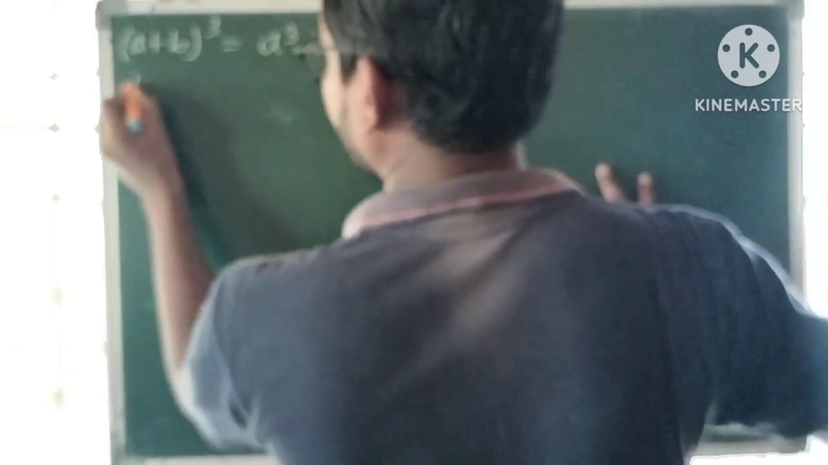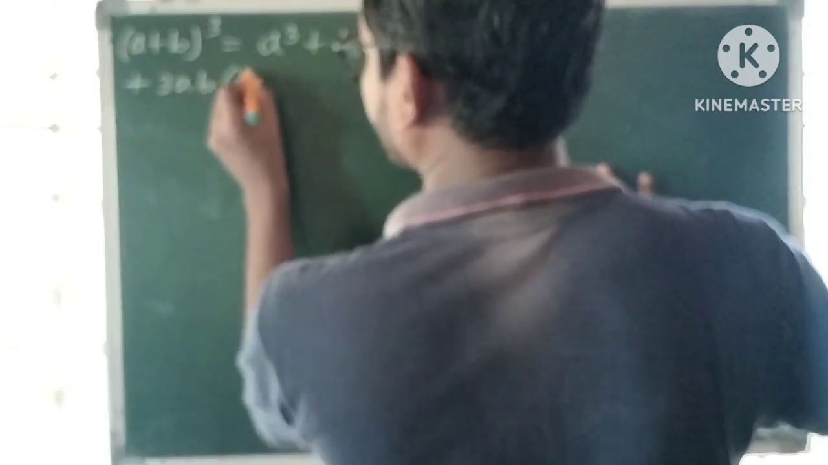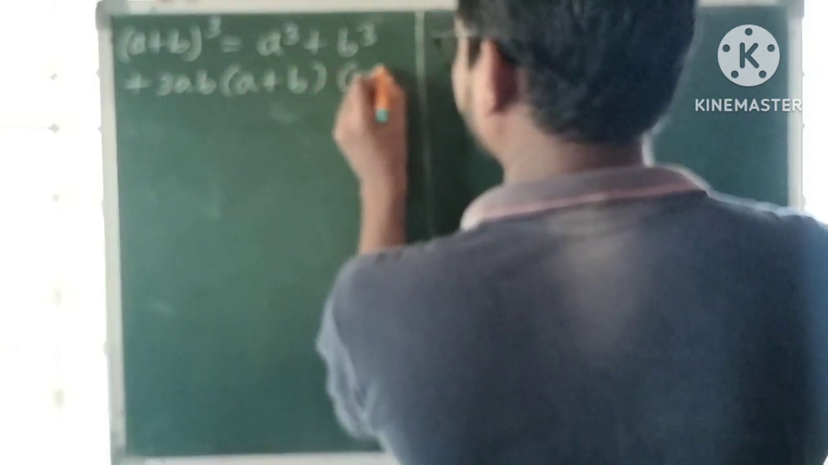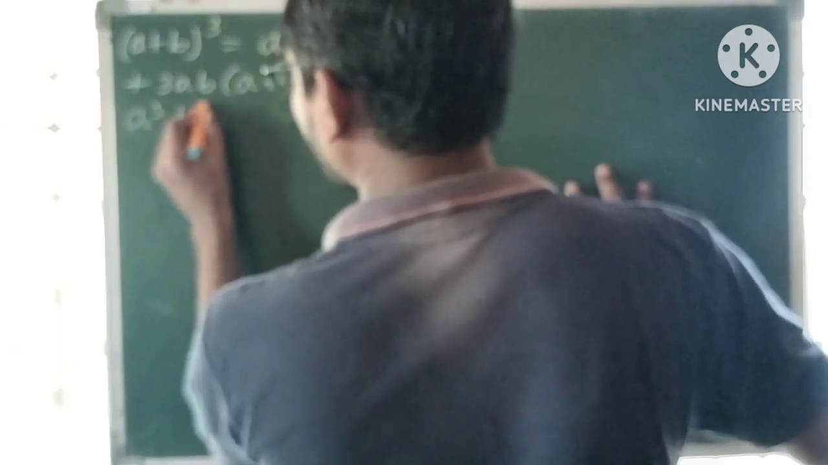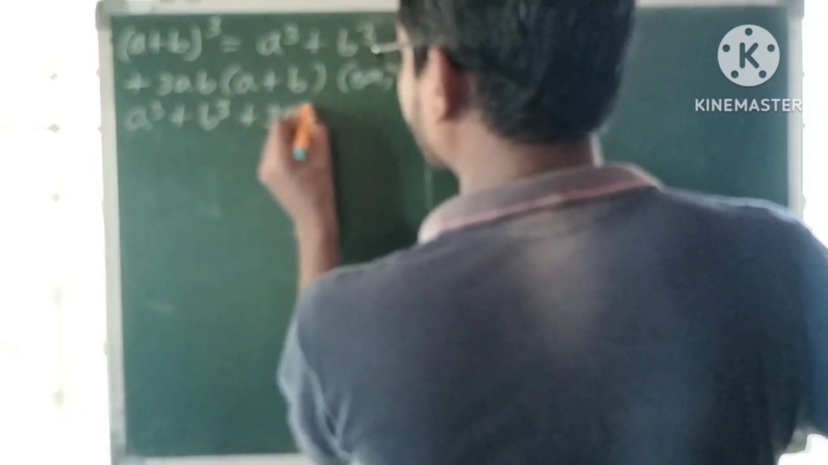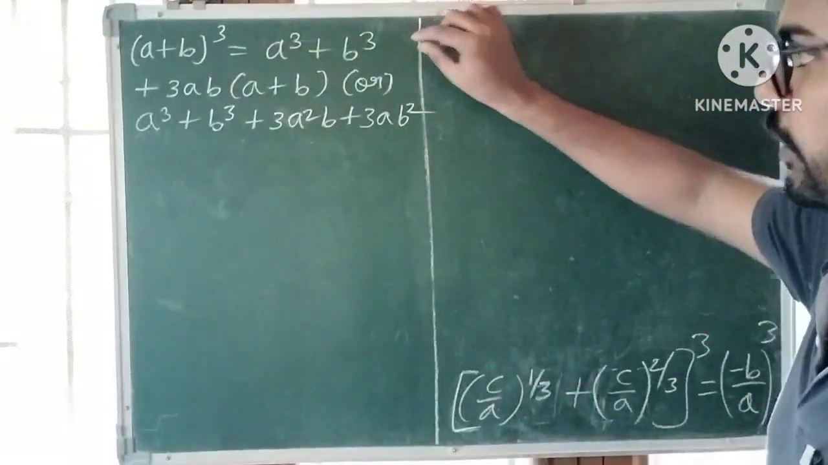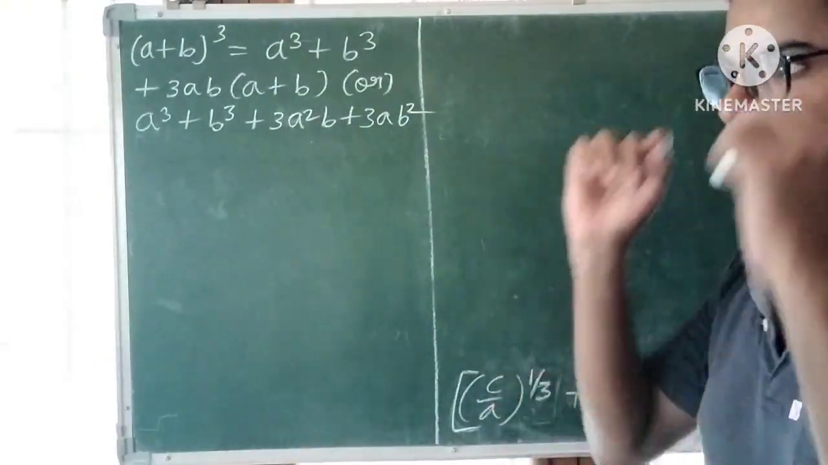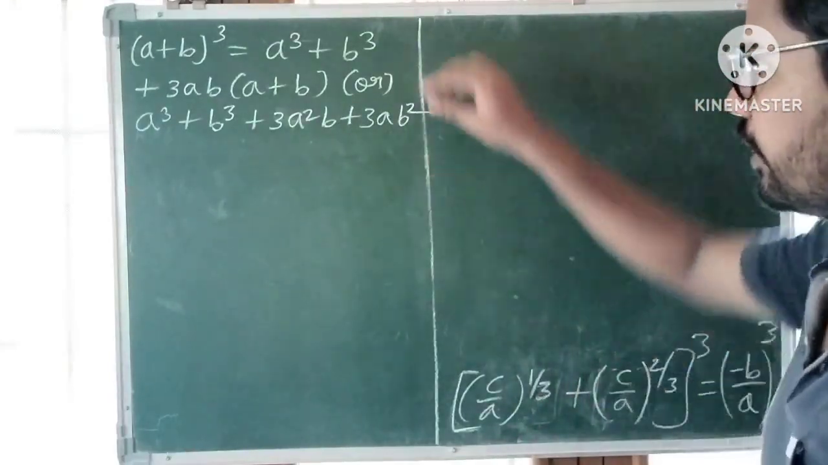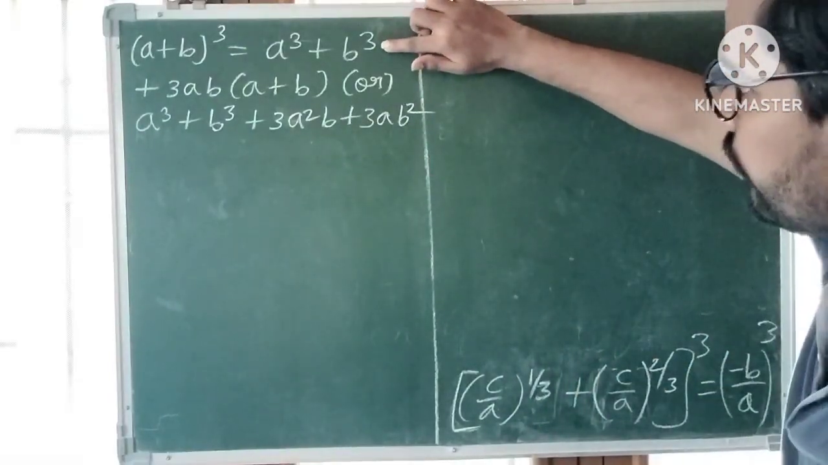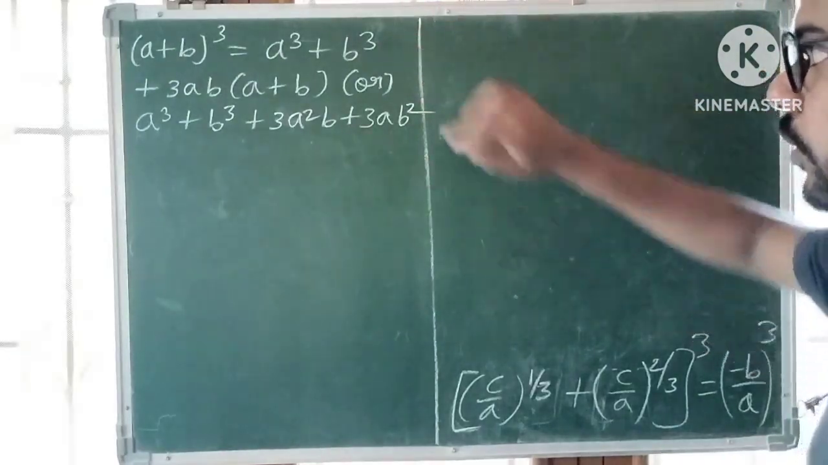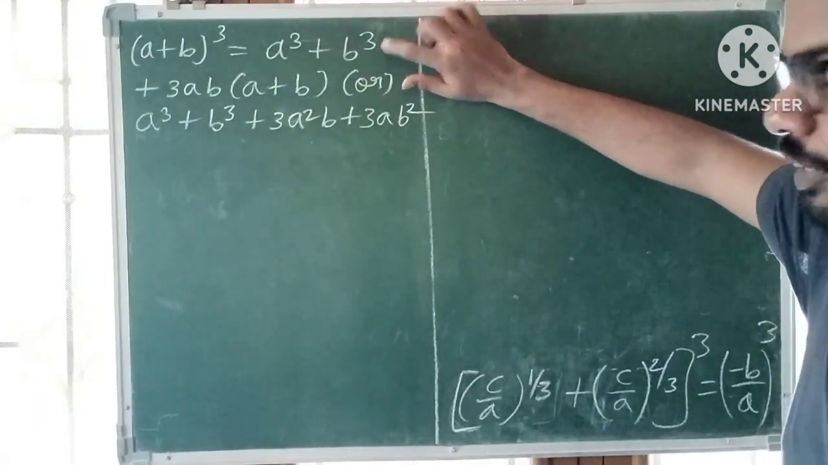So we have two formulas for A plus B whole cube. First formula: A cube plus B cube plus 3AB into A plus B. This is formula 1. One more formula: A cube plus B cube plus 3A square B plus 3AB square. This is the second formula. Here you will have a doubt whether to apply formula 1 or formula 2. My suggestion is to apply formula 1.